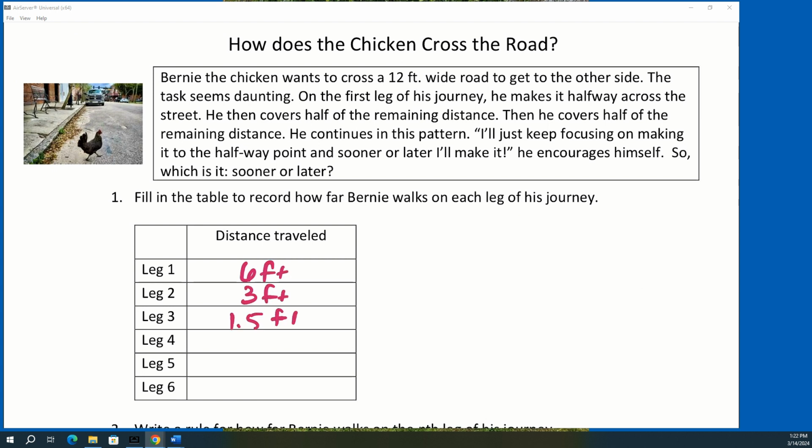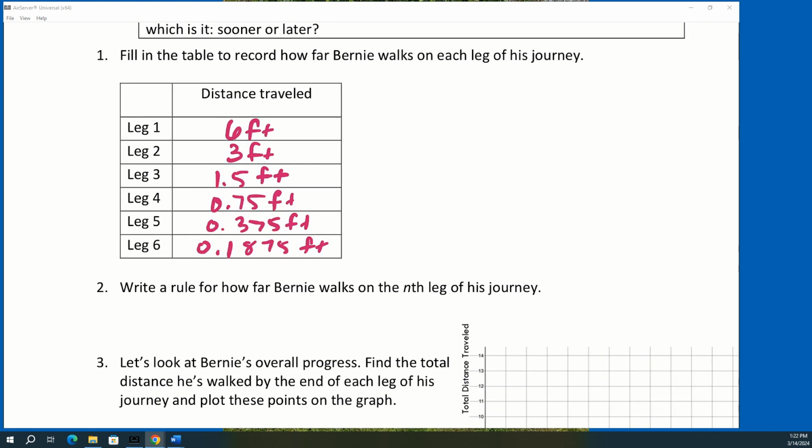1.5. 0.75. 0.375. 0.1875. Thank you. All right, so this is a geometric sequence where you're multiplying by 1/2 each time. And so what would the rule be?